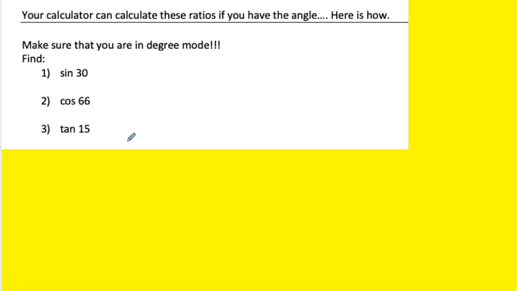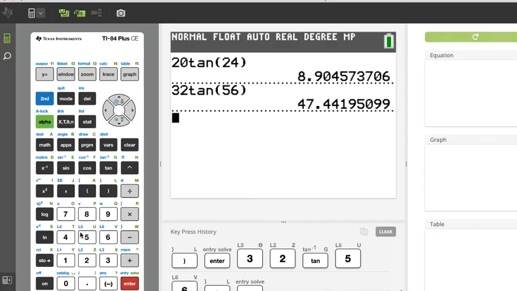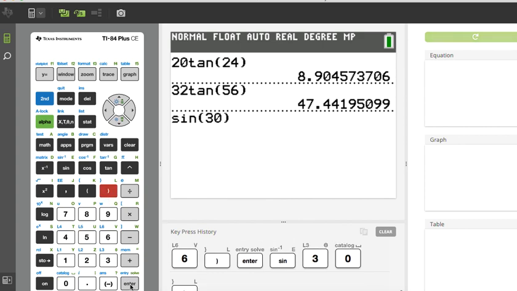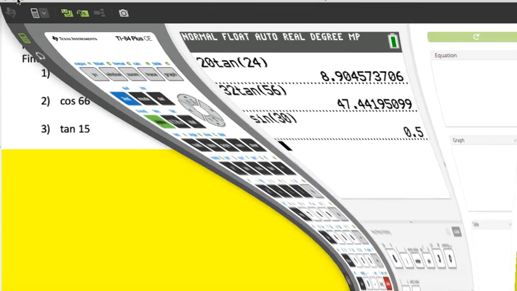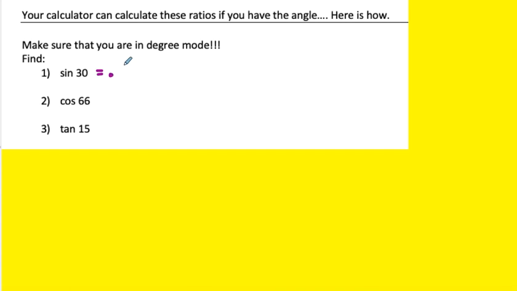All right, last thing I want you to know is that sometimes you're just going to be asked for ratios given a trig function. So these are trig functions: sine 30, cosine 66, tan 15, and you can just go ahead and put those in your calculators to get your ratios. Now remember, I told you ratios could be decimals, so you've got to be really careful. So if I put in sine 30, I'm going to get a decimal, 0.5. Now you could turn that into a fraction if you want.